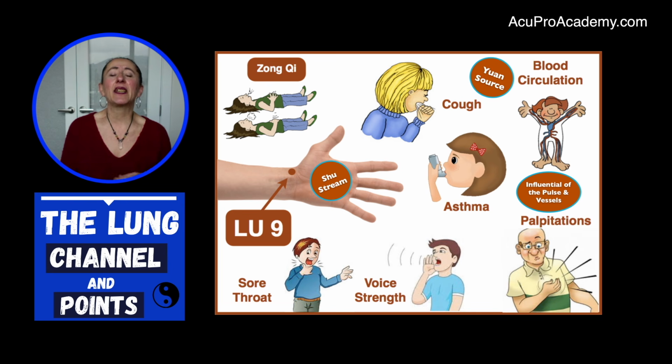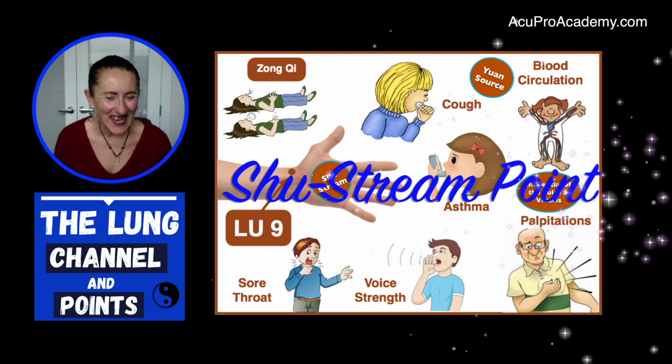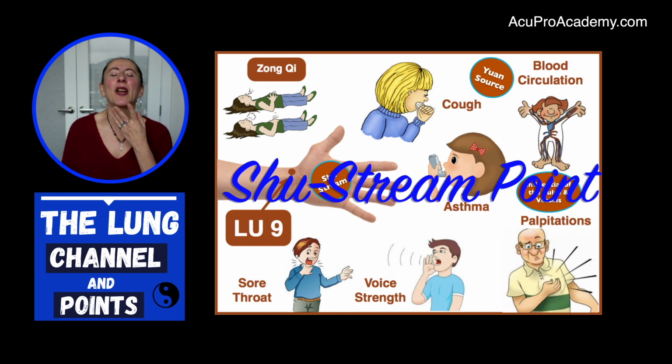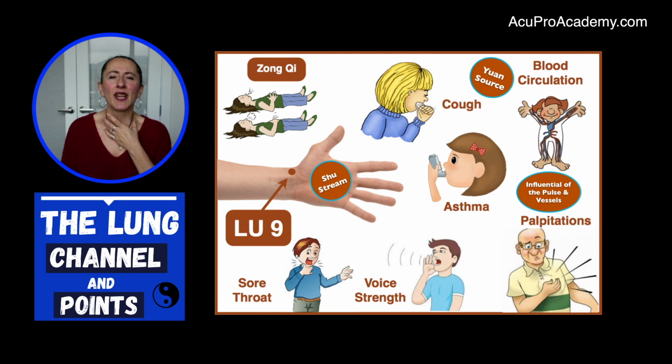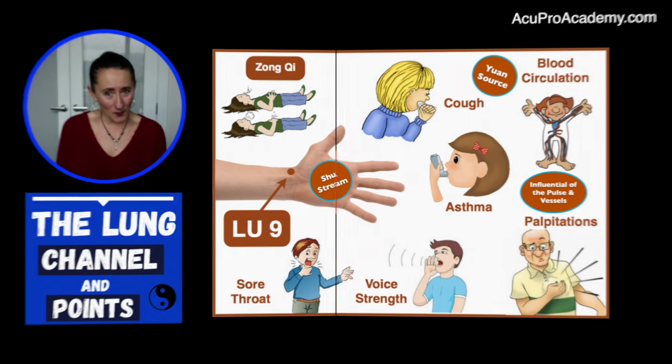And on top of it, because it is the shoestring point of the lung, it is strengthening the voice. So for people that have a weak voice or if they talk a lot, like teachers, people that talk for many hours and their voice is starting to be really depleting them, this is a really good point to help strengthen the voice as well. So Lung 9 is a powerful point.